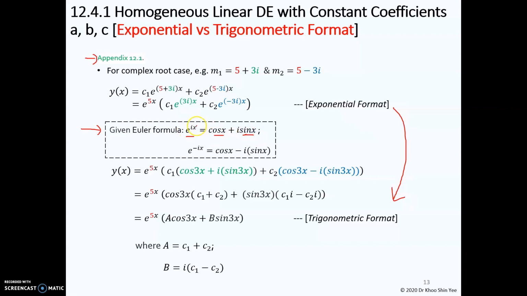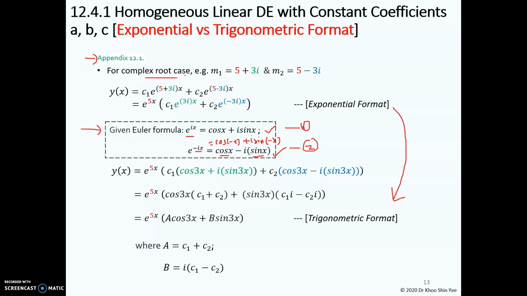And if the x here is negative, where you have negative x, this is equal to cos negative x plus i sin negative x. Since we know cos negative x is equal to cos x, and sin negative x is equal to negative sin x, therefore we can obtain these two equations.